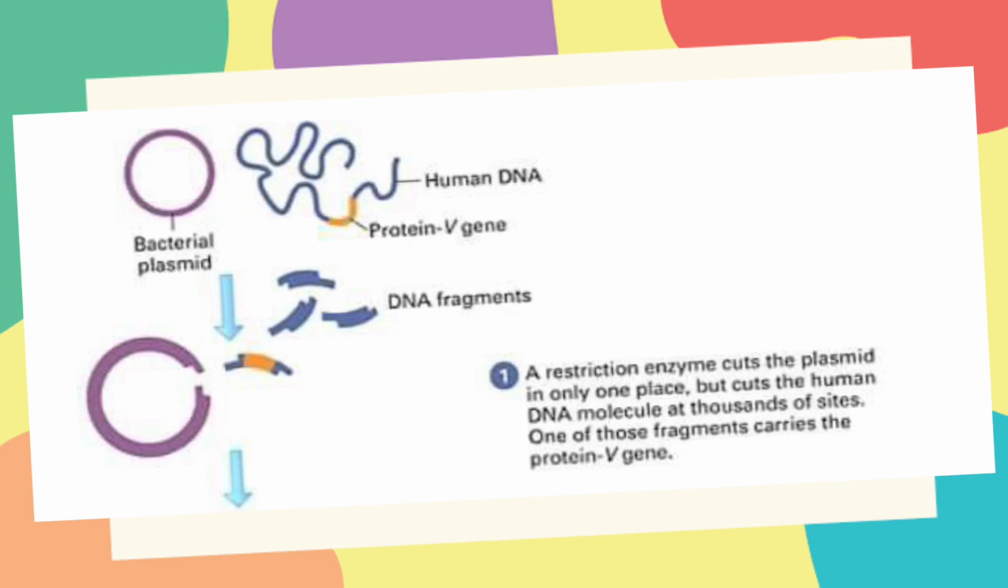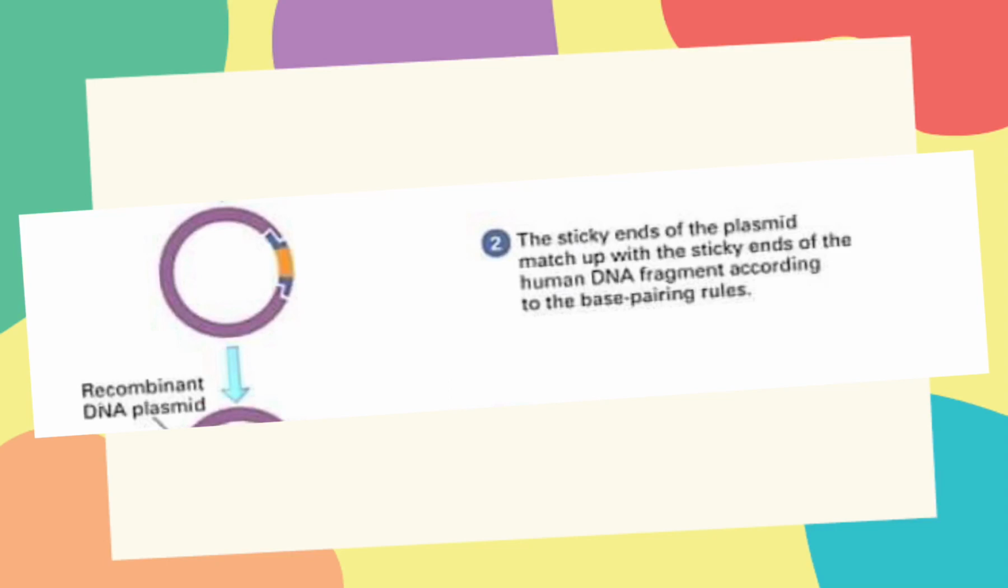If one of those fragments from human DNA happens to carry the gene coding for the protein V, it means that a specific fragment contains the genetic information required to produce protein V. In genetic engineering or cloning, scientists can isolate and extract the specific DNA fragment, incorporating it into a plasmid or vector. The resulting recombinant plasmid can be introduced into host cells, allowing them to produce protein V using the human DNA fragment as a template.